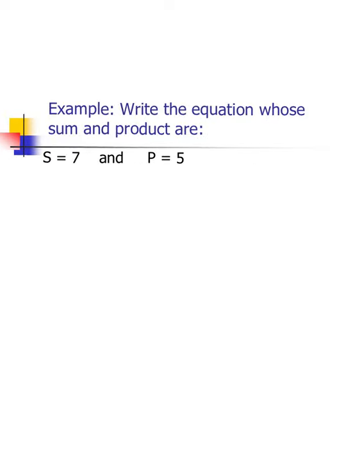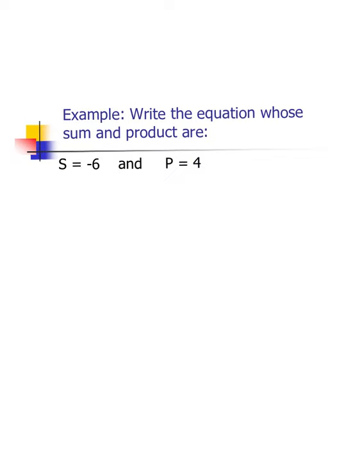So if we look at the first example, it says write the equation whose sum and product are. So we're going to start with our x squared. We're going to take the opposite of the sum, so negative 7x, then take the product, plus 5 equals 0. That's all you have to do.